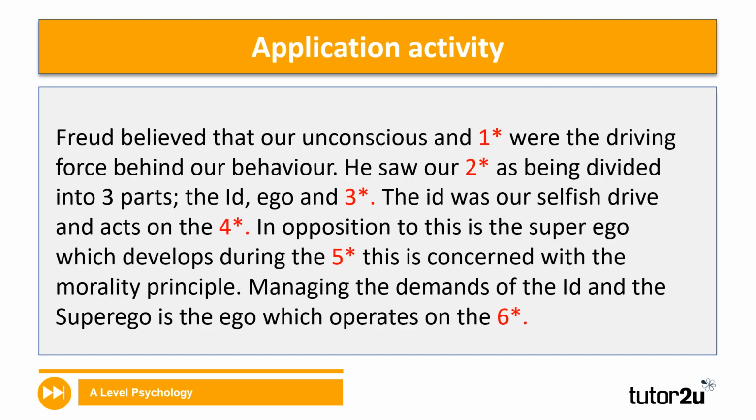Okay, now we're going to have a go at a quick application activity, just applying some of the key terminology about id, ego, and superego. So as you can see, I've put a chunk of text here about the psychodynamic approach, and there are 6 numbers. Now, in your booklet, you will find you also have 6 numbers, and your job is simply to decide what the missing key term is for 1, 2, 3, 4, 5, and 6. So pause the video while you take a little bit of time just to figure that out.